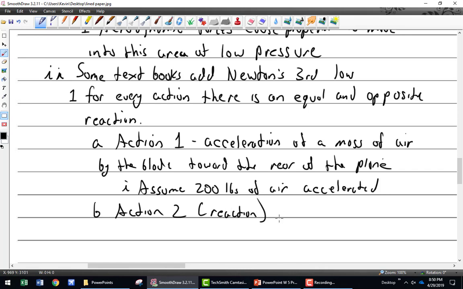Reaction. The plane is pulled forward because it accelerated the air backwards, then the plane has to go forward. So the plane is pulled forward with 200 pounds of force. So there's my action, there's my reaction.